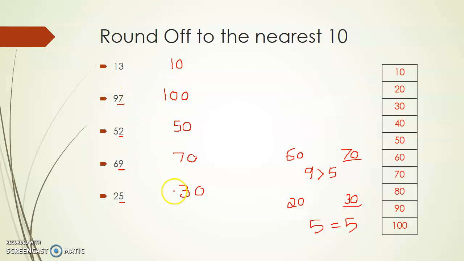So I hope this is clear. You can see the answer that we get. Tens in the multiples. This is the units place value. The ones place value is 0. Okay.